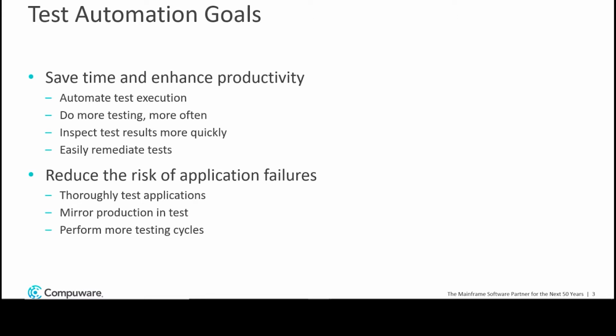On top of that, we're trying to reduce the risk of application failures. We're trying to get more thorough testing, more consistent testing, and mirror more closely what's going on in production. And with agile development now, we're having to do more testing cycles. Instead of testing once a quarter, or in some cases once a year, a lot of companies are now testing on a 2-week cycle. Without automation, there's no way we can get that amount of testing done.